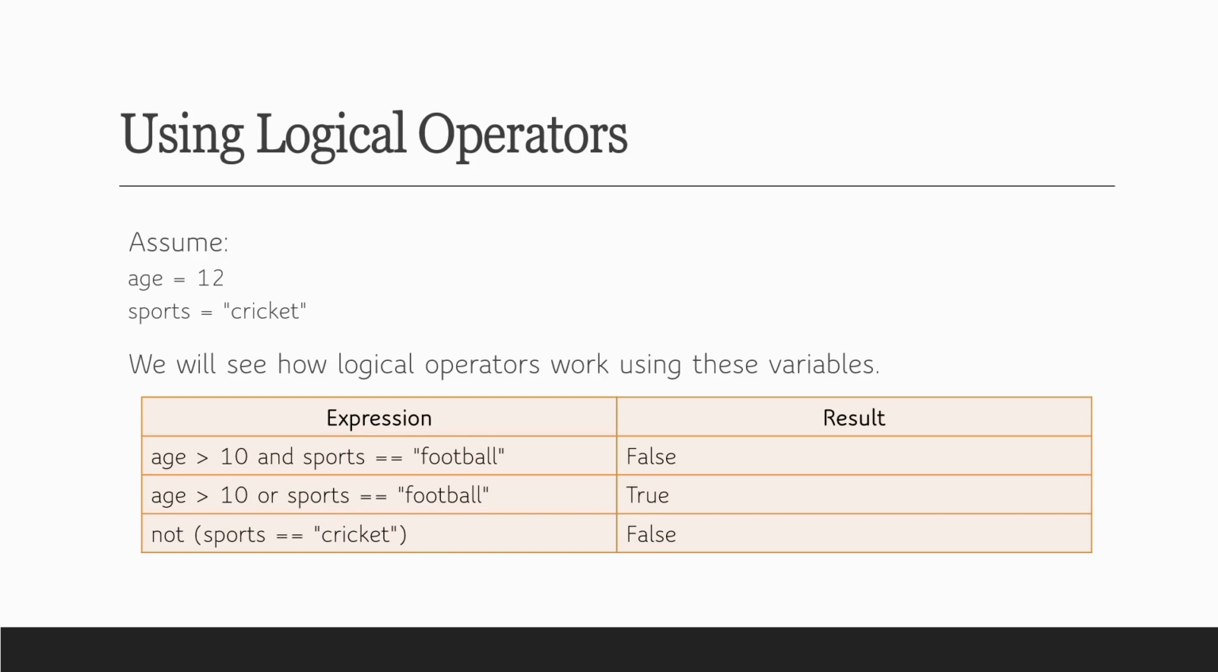Second condition, age greater than 10 or sports equal to football. Here, age greater than 10 is true. The OR operator requires at least one condition to be true. So the final result is true. Third condition, not sports equal to cricket. Since sports is cricket, sports equal to cricket is true. The NOT operator reverses the result. So the final answer becomes false. This is how logical operators evaluate conditions step by step.